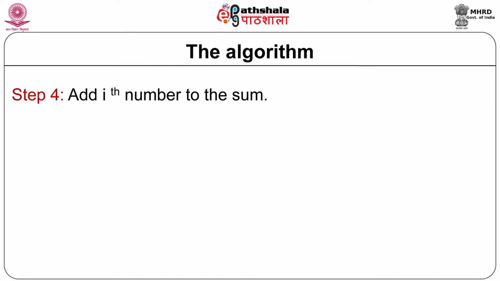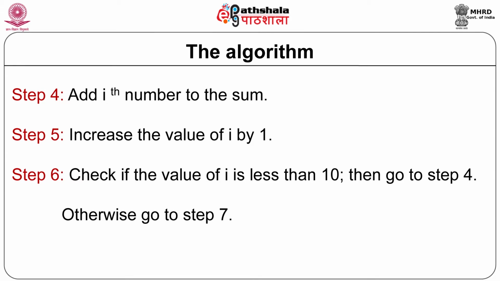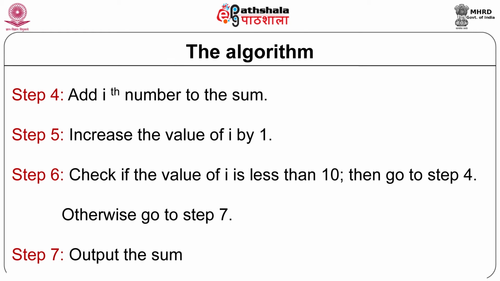The next step, add the ith number to the sum, increase the value of i by 1, check if the value of i is less than 10, then go to step 4. So step 4 is add the ith number to the sum. Otherwise, go to step 7. Step 7 is the output of sum.